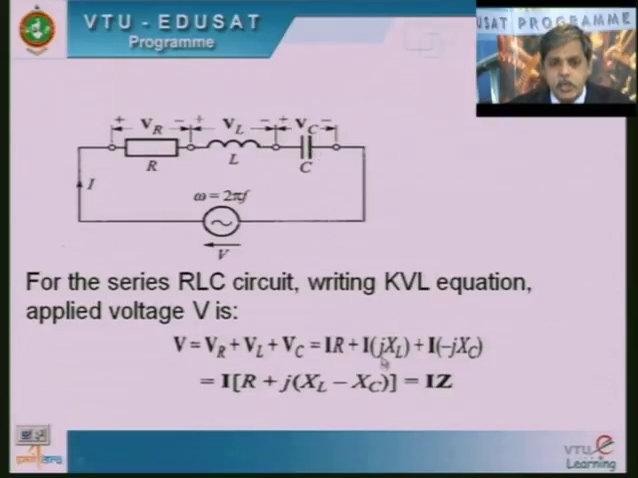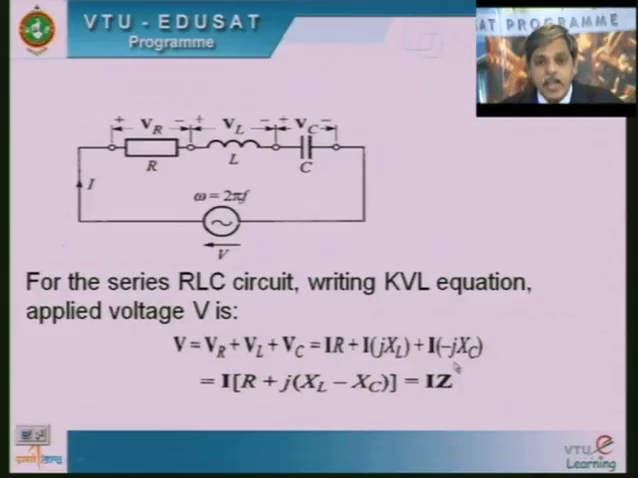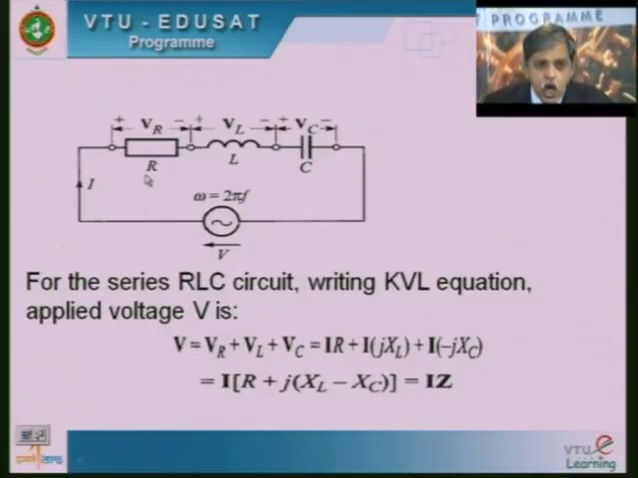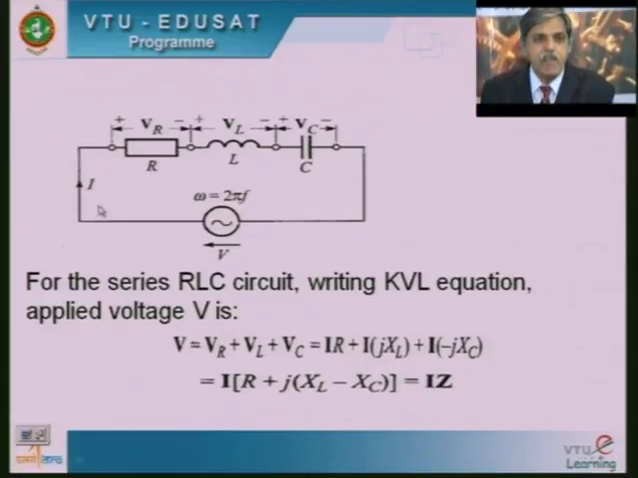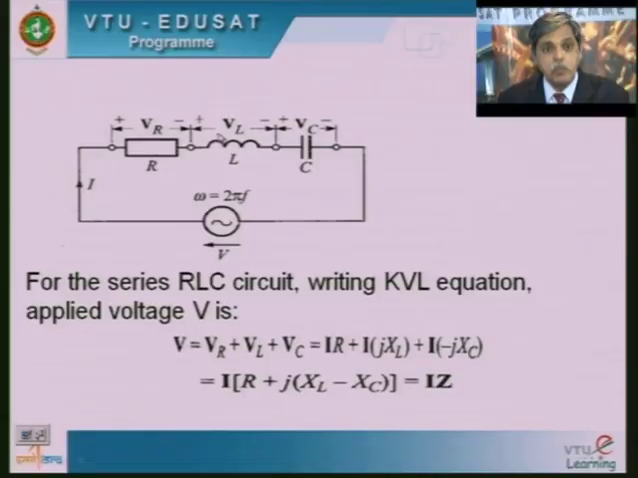Now if you see this equation, I introduced one term J here and minus J in the last term. The J stands for the direction of the voltage VL with respect to the common parameter I. And minus J gives us the direction of voltage Vc with respect to the reference parameter I. Since all three elements are connected in series, they have a common current, but the voltage drops are different. VR is equal to IR, VL is equal to IXL, VC is equal to IXC. So I am taking the current as common.